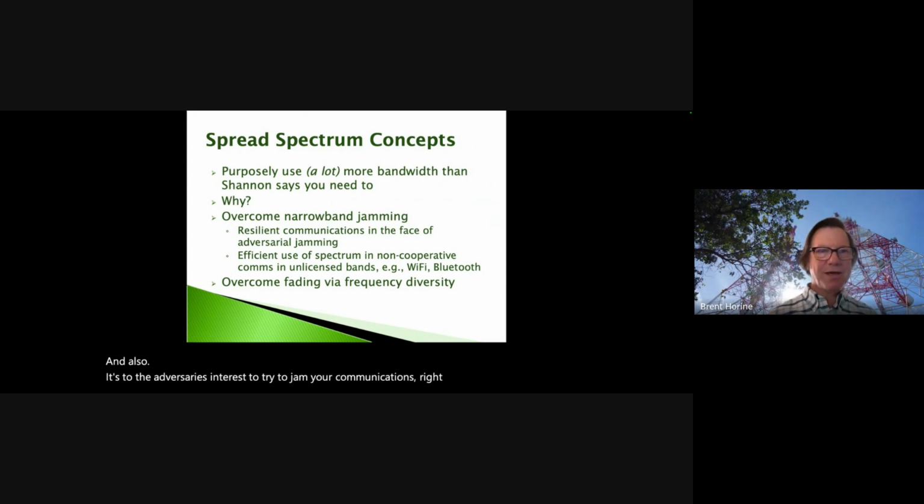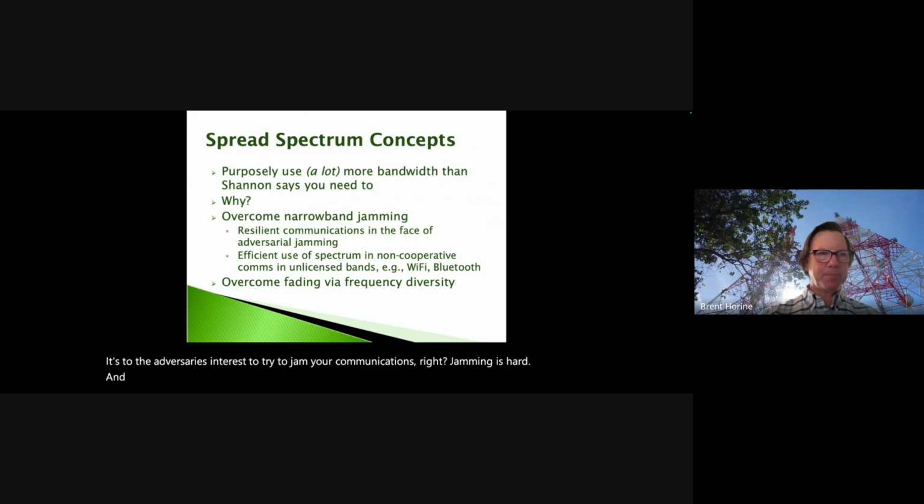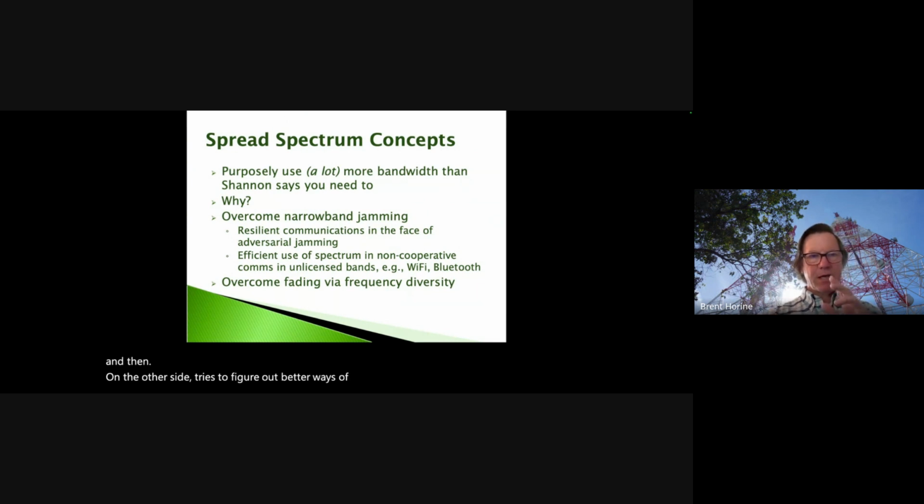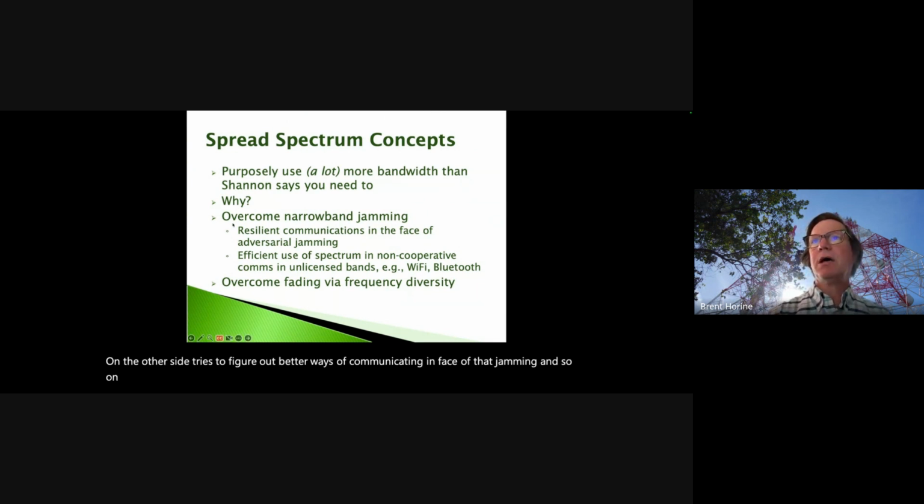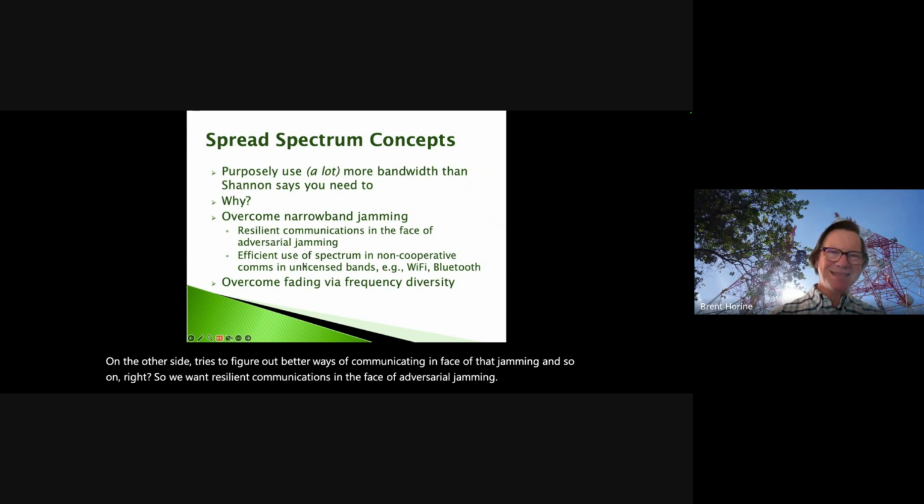Jamming is hard. And so we end up in kind of an arms race, where one side tries to figure out better ways of jamming, and then the other side tries to figure out better ways of communicating in the face of that jamming, and so on, right? So we want resilient communications in the face of adversarial jamming, but that's not always the reason.